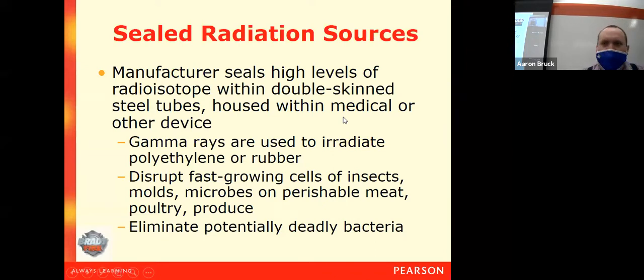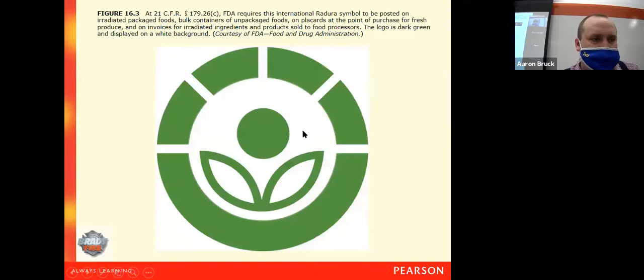Now, if this potential kind of makes your skin crawl a little bit, the fact that you could be potentially eating meat and produce that has been treated with radiation, do be advised of one thing. This is called the Radura symbol. The Radura symbol is required by the FDA to be put on any kind of foodstuff that has been irradiated as part of its processing.